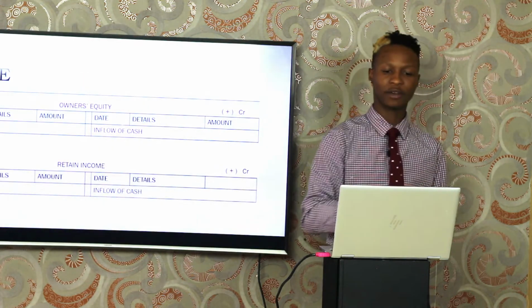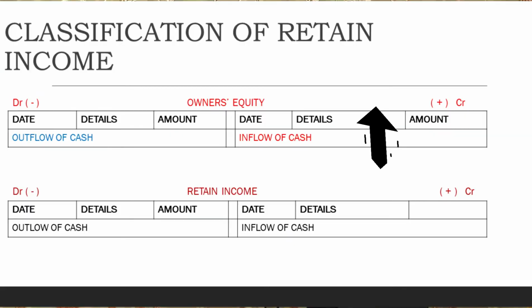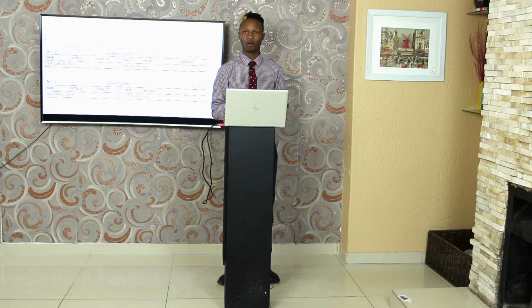Okay guys, as we have classified, our retained income is classified under owner's equity. On the credit side, it's a positive amount whereby it increases. On the debit side, negative amount, it decreases. So the credit side is an inflow, the debit side an outflow of cash. Okay, and then retained income, on the credit side we increase, debit side it decreases. Credit side, inflow of money, debit side, outflow of money.